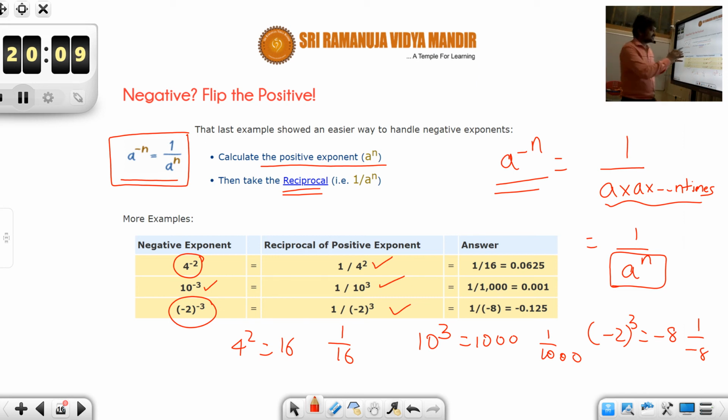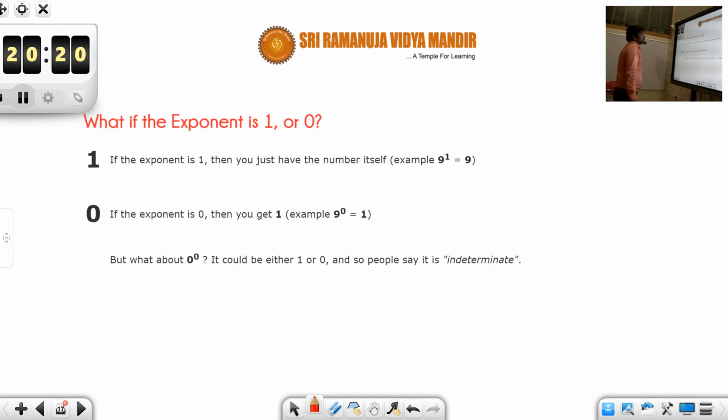Okay. So hope this is clear. I'm sure you are clear with this. We have dealt with a sufficient number of examples to understand what positive exponents and negative exponents mean. Okay, students. Let's move on to the next slide. What if the exponent is 1 or 0?